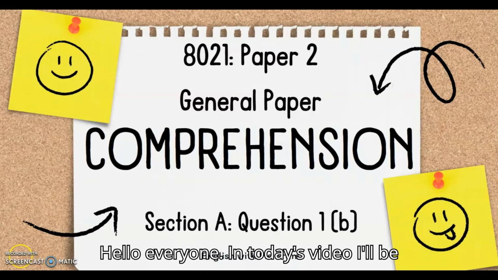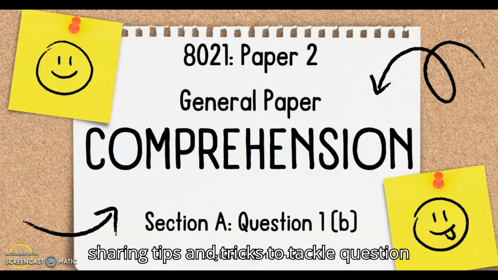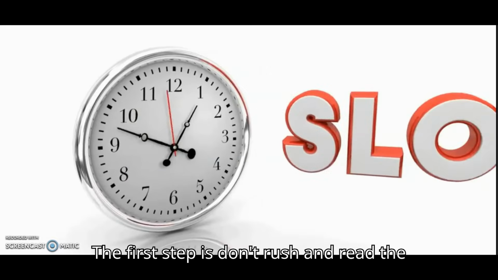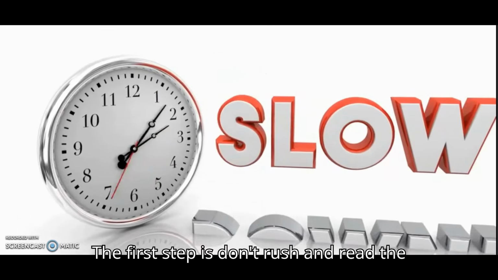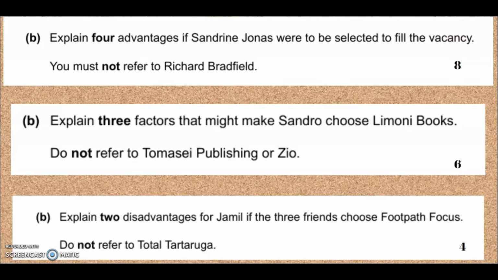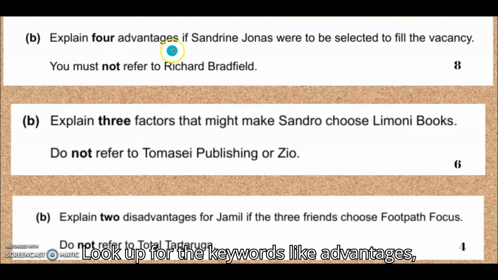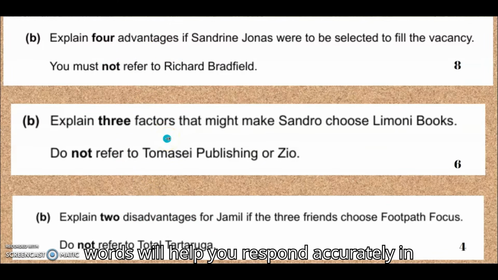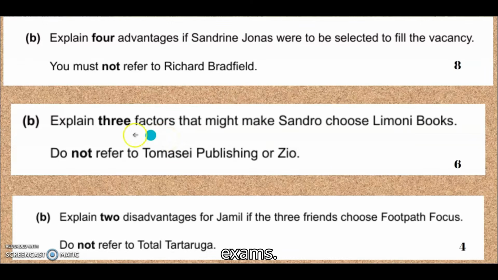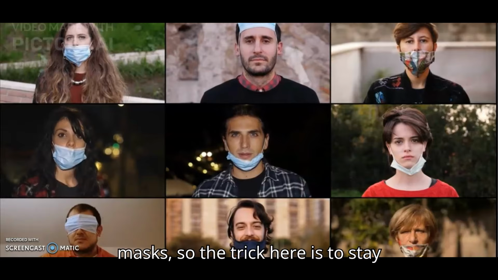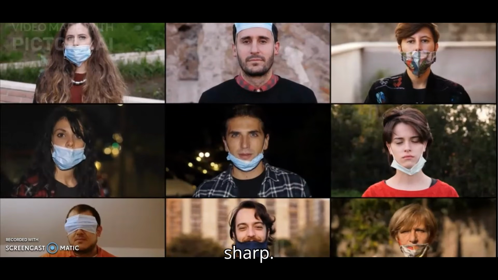Hello everyone, in today's video, I'll be sharing tips and tricks to tackle question 1B of the comprehension paper. The first tip is don't rush and read the questions carefully because you are sitting in an exam. Look out for keywords like advantages, disadvantages, factors because these words will help you respond accurately in exams. Remember, one question can wear several masks, so the trick here is to stay sharp.